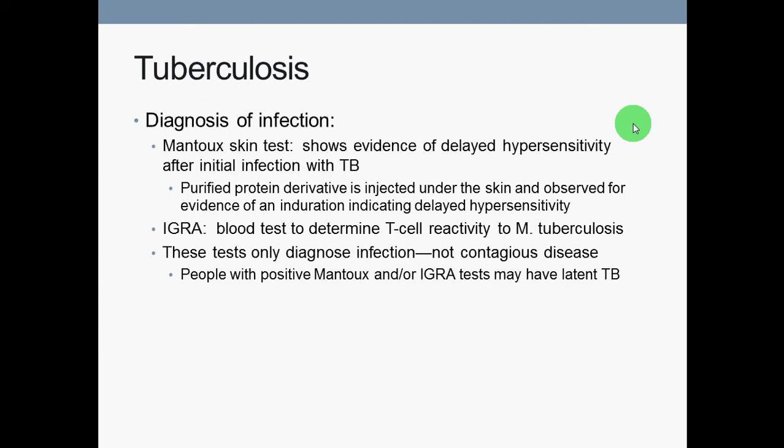A more expensive but more accurate way to test for infection with TB is through a test called an IGRA, which is an interferon gamma assay. This is a blood test to see if your T cells can react to TB. Again, it challenges them with antigen to see if they react. These tests only diagnose infection, so that just means that you've been exposed to TB and have the bacterium present in your body, but it doesn't tell us anything about whether you're contagious or not. So remember, it can be latent, it can be in a dormant state.